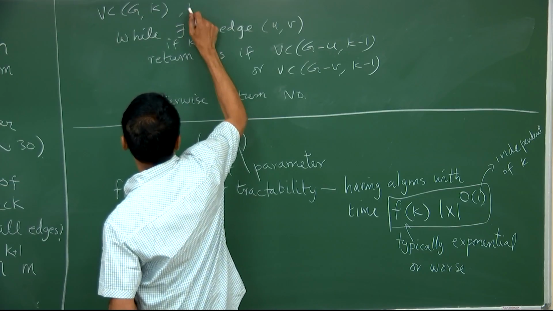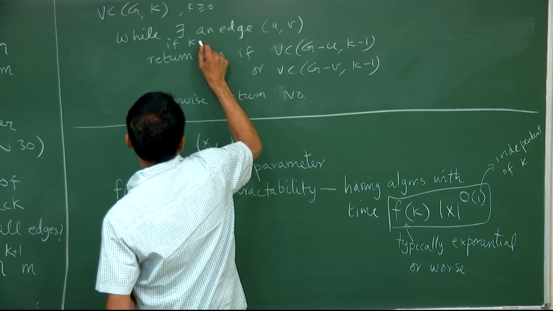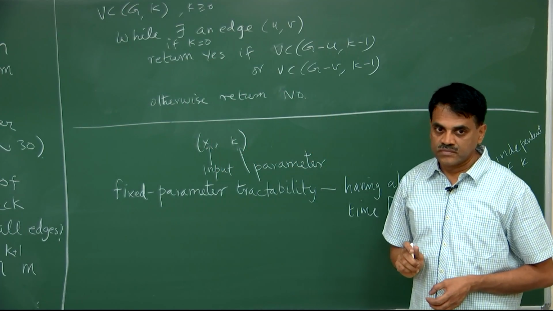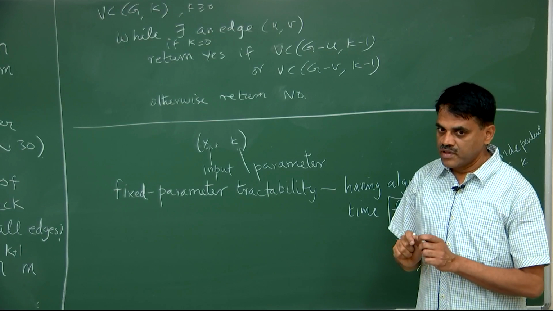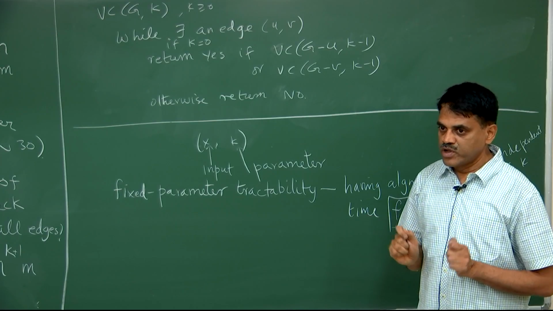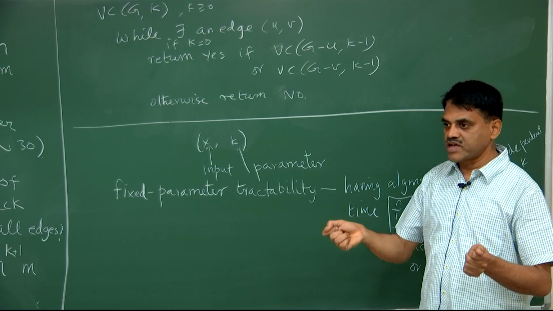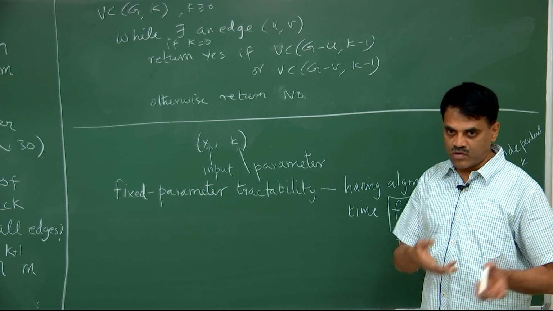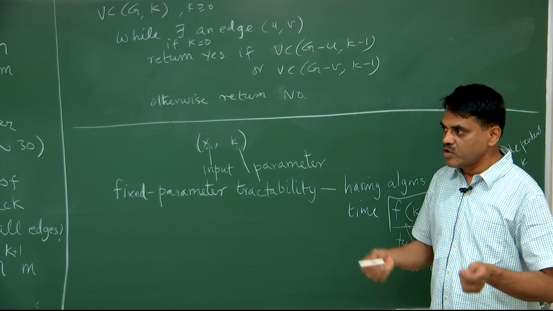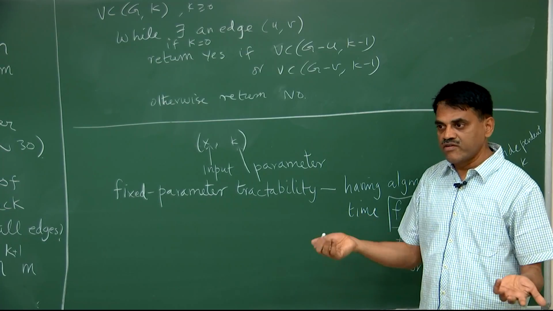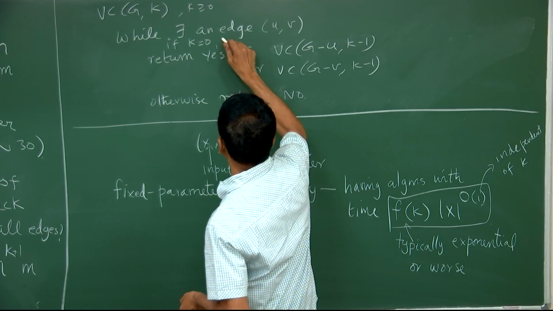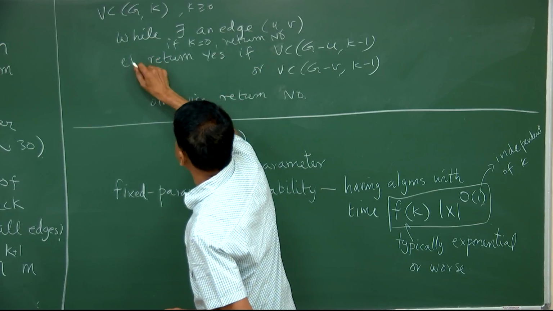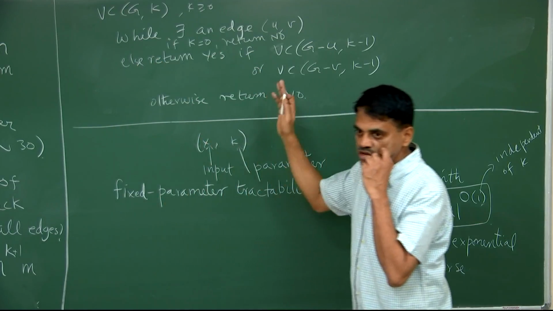So we always start with k greater than or equal to 0. If k is equal to 0, what can you say? The graph has an edge, but you are asked, is there a vertex cover of size 0? No. So the answer is no, because you know that there is an edge and I can't cover it. So if k is 0, return no. So this is sort of a tail condition.